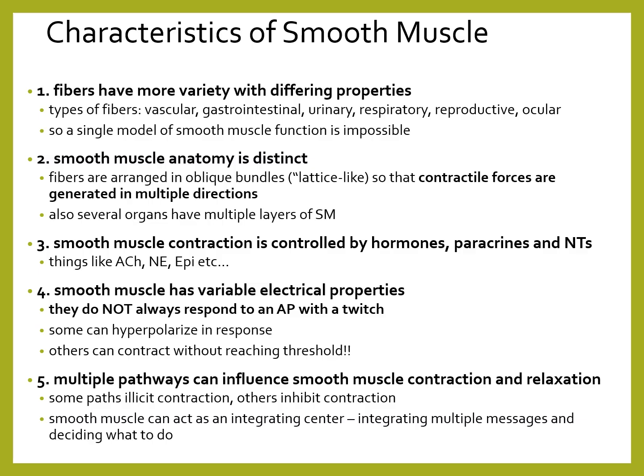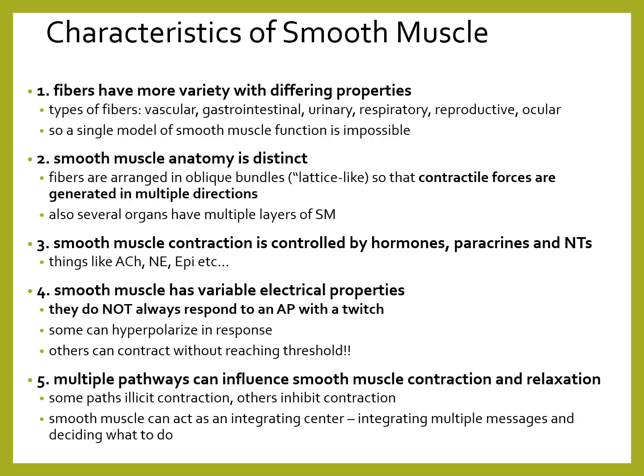Finally, on this slide, we see that multiple pathways also can influence contraction and relaxation. Some neuronal pathways will elicit contraction in a smooth muscle. Other neuronal pathways will inhibit contraction of that smooth muscle. So smooth muscle actually is sort of an integrating center that gets neuronal signals from multiple neuronal pathways. It takes those messages and integrates them and figures out what to do. And that may be stimulating contraction, or that could be inhibiting contraction.